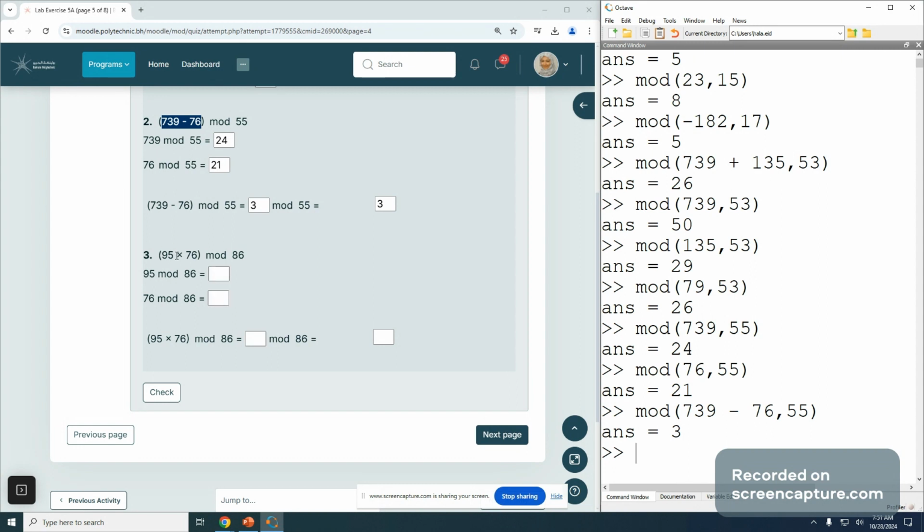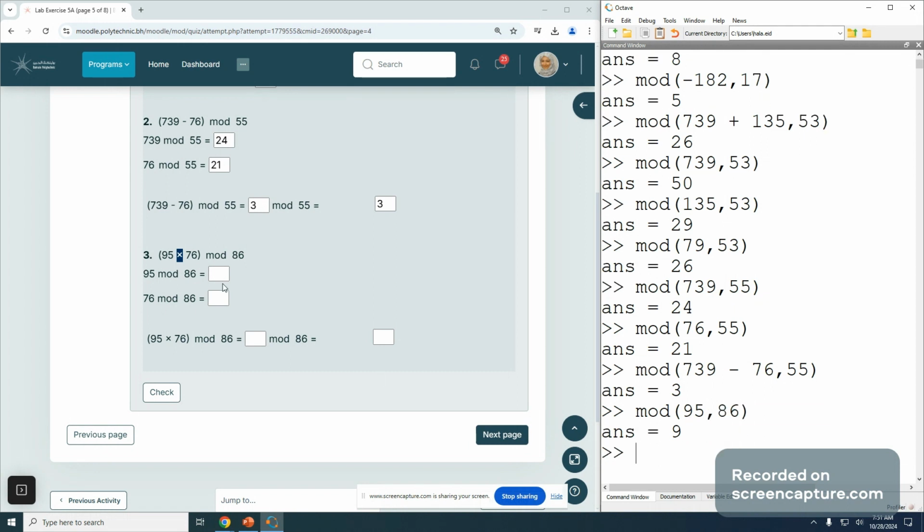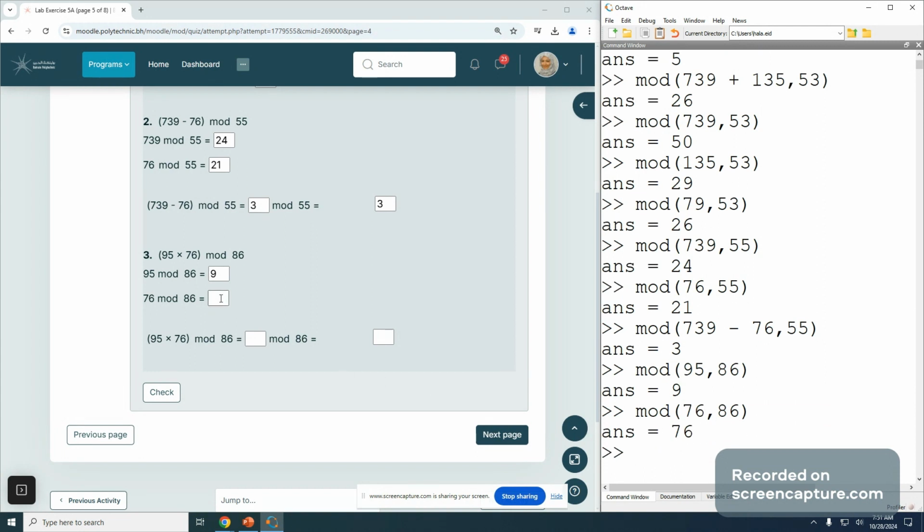And the same thing goes for the multiplication. So I'll do this one mod 86, then this one mod 86. Then I'll multiply the two answers mod 86. So let's try it out. Here we've got mod 95, mod 86. So that gives us 9. And then you try for the other number, which is 76. And you get 76. And actually, you didn't have to do it because this is smaller than this. So it gives you the small number itself.